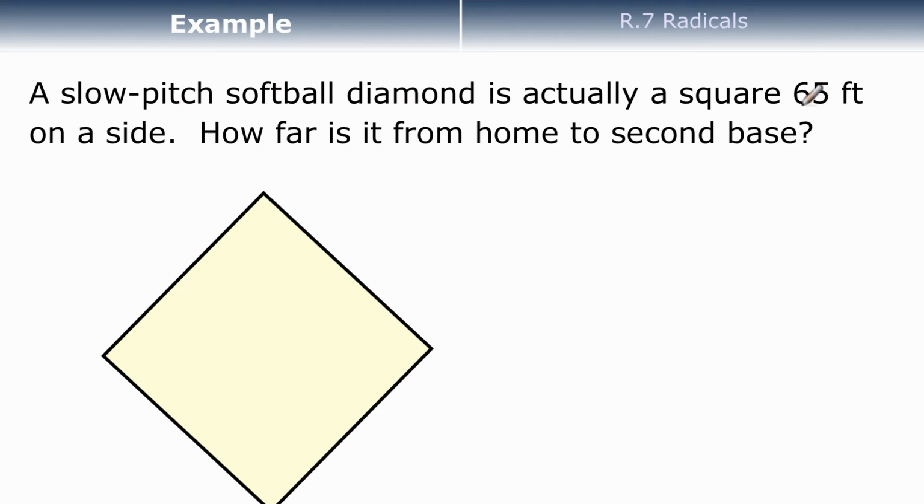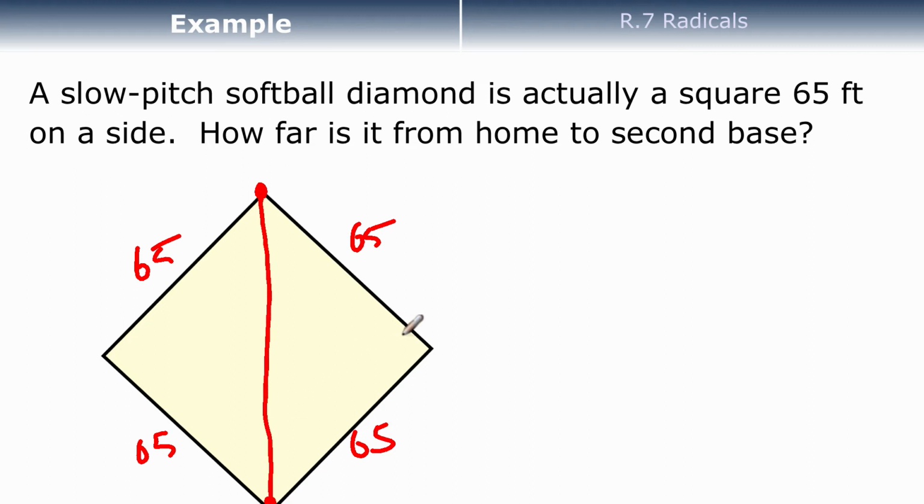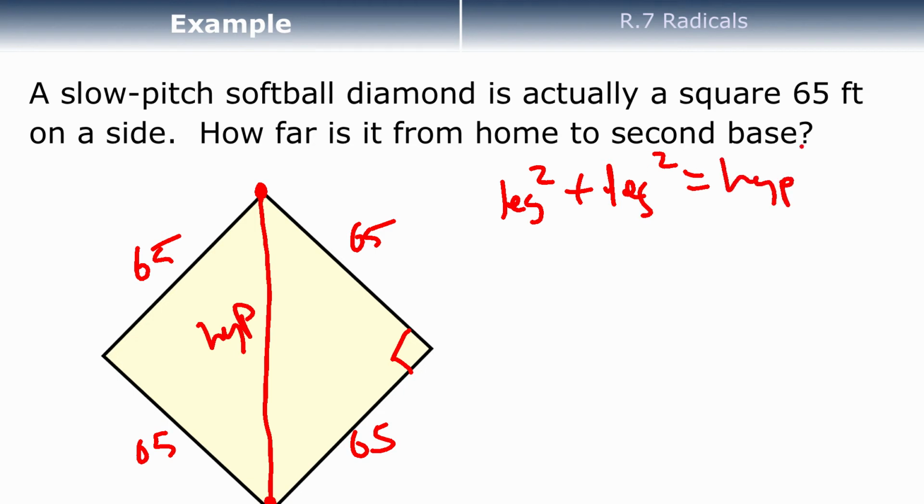So I have a slow pitch diamond that is a square, and it's 65 meters on a side. So all these sides here are 65. Okay, and the question is, how far is it from home to second base? So that distance right there. If this is a square, here I've got a right triangle, where this is the hypotenuse, and each of these are a leg. So the formula is leg squared plus the other leg squared is equal to the hypotenuse squared. So here I have 65 squared plus 65 squared is equal to the hypotenuse squared.